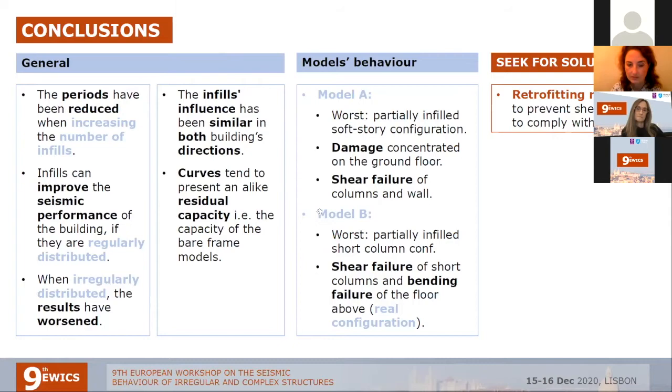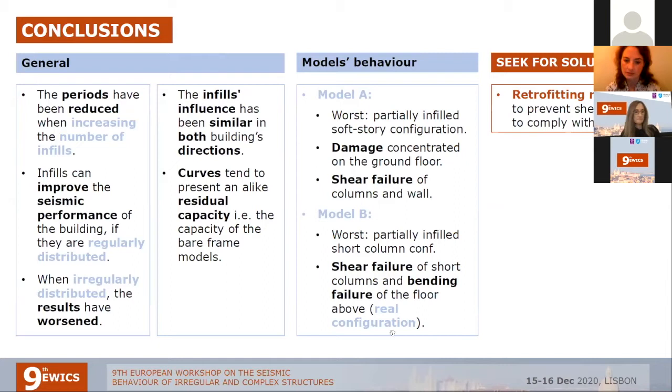And regarding the models' behavior, for model A, the worst configuration was the partially infill and the soft story configuration. The damage is concentrated on the ground floor, and the shear walls and the columns will fail due to shear. And in the case of model B, the worst configuration is the partially infill and the short column configuration, which is the real configuration.